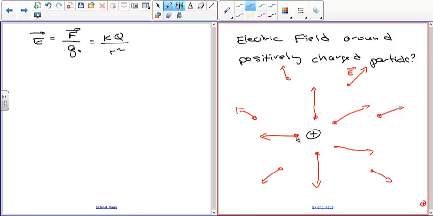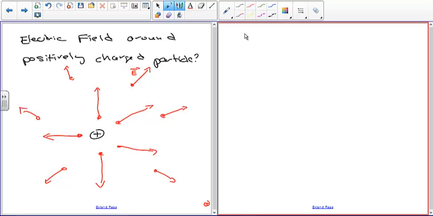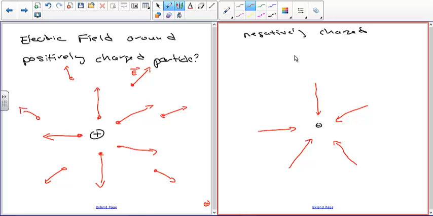So that's what it is with a positively charged particle. For a negatively charged particle, it's exactly the opposite. It has the same magnitude vectors, but they go the opposite direction. So let's do that. Here's my negatively charged particle. My electric fields are going to look something like this. They're going to be pointing in because the positive test charge is attracted to the negative actual charge. And out here, the vectors get shorter, but they're all pointing in.